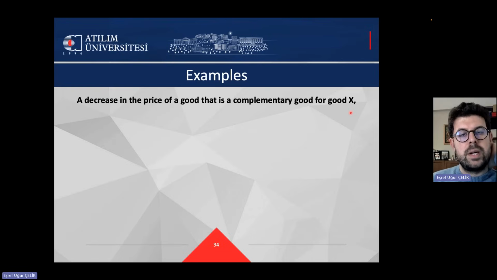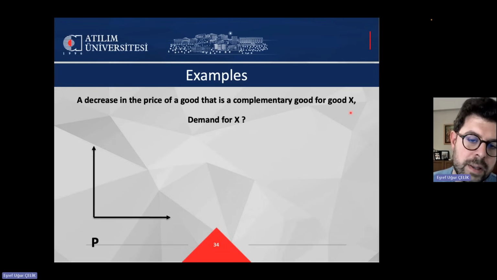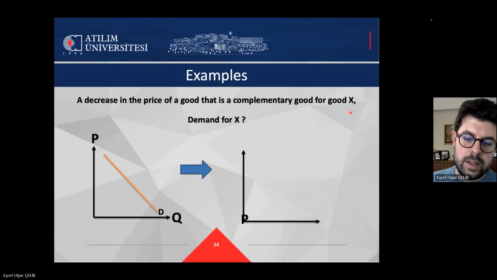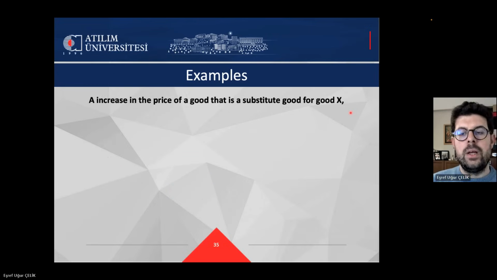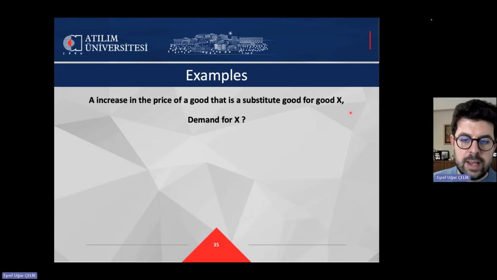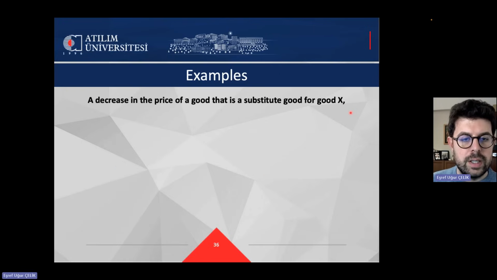What about the decreased price? This time we can demand more of the X, so the demand curve is shifting to the right. What about the substitute? That is the rival goods. The relationship is the same way, so the demand curve is shifting to the right.